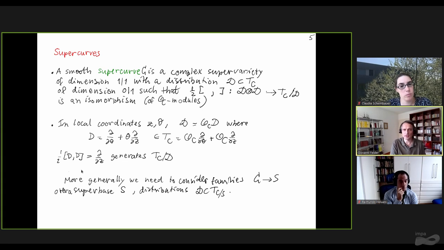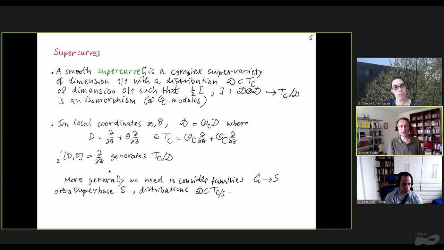So these are the kind of supersymmetry algebra relations. If you square this, you get the generator of complex translation, d over dz. And this is a generator of the tangent bundle modulo this odd derivation. And so this is what it is.